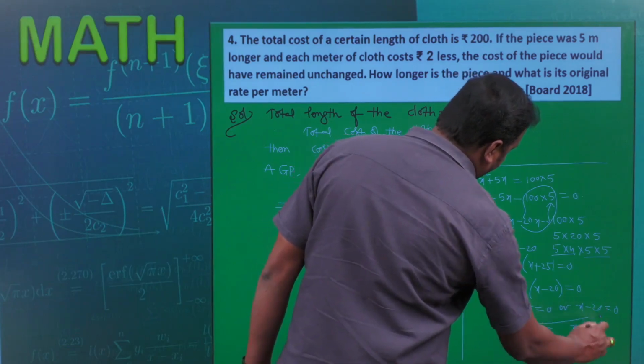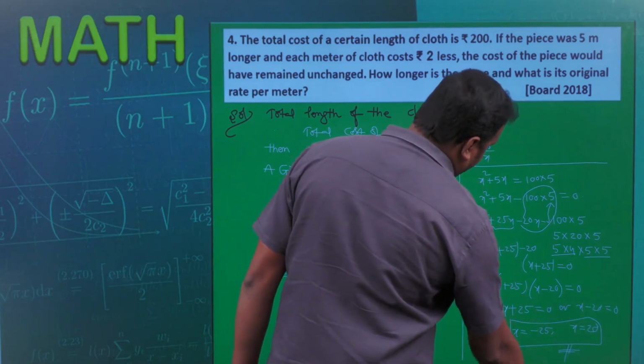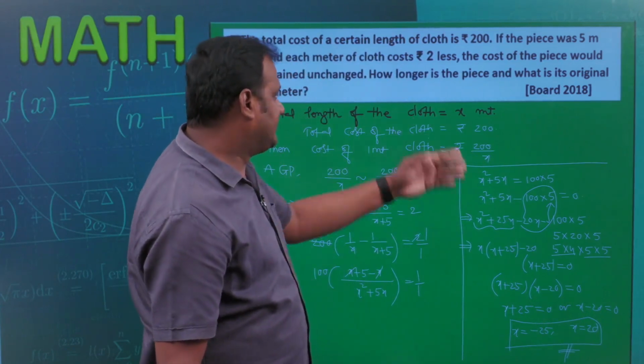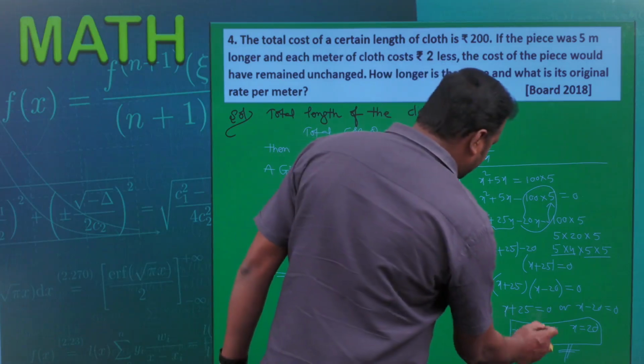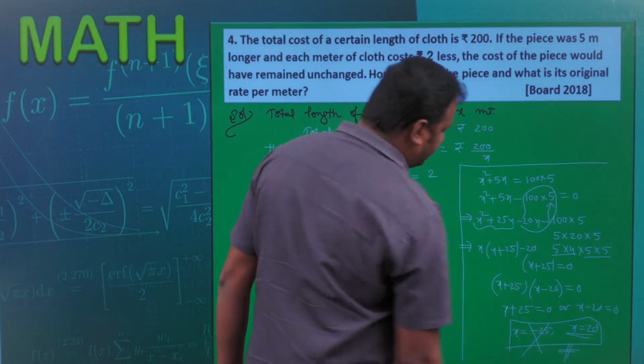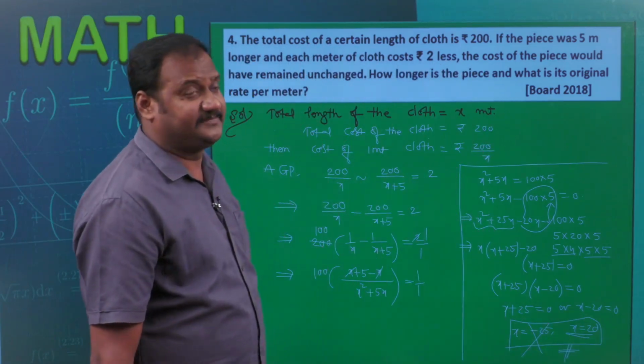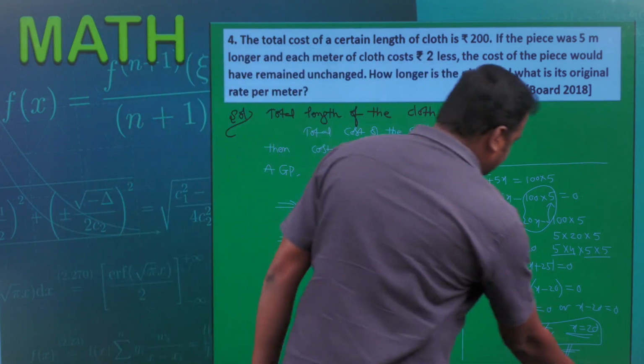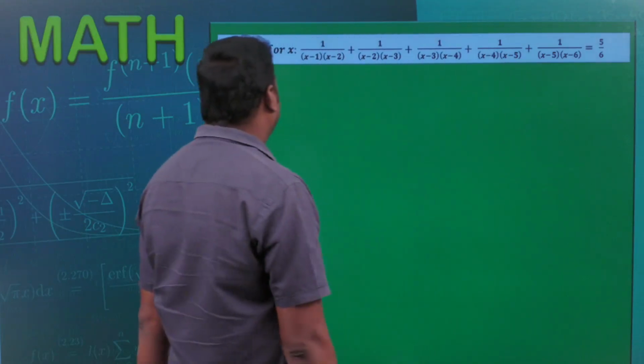So this way we can find out the values of x. But x cannot be negative, because what is x? The total length of the cloth cannot be negative. Therefore, the total length of the cloth is equal to 20 meters. Understand? Right. Moving on to the next problem.